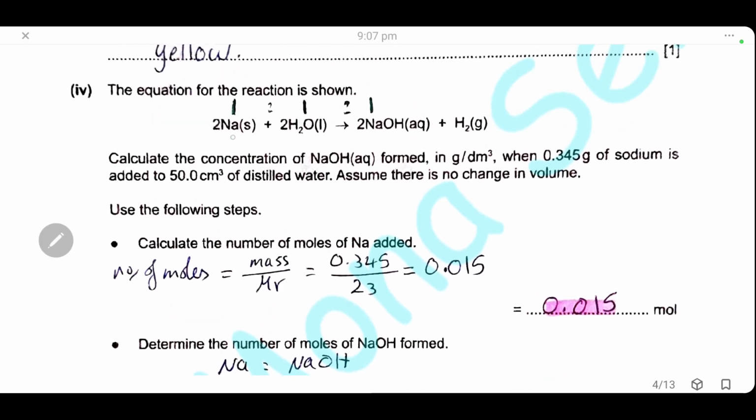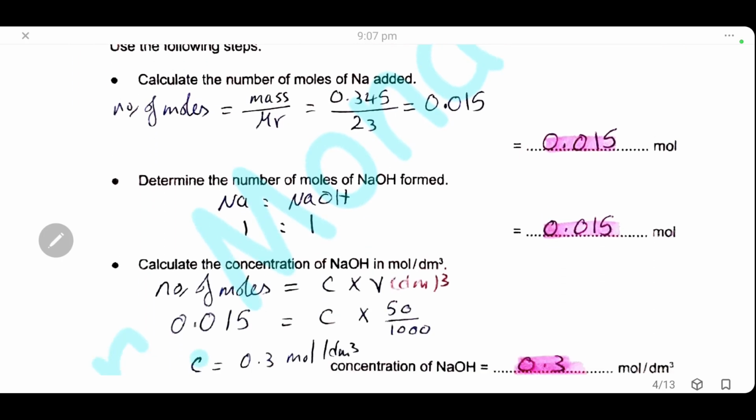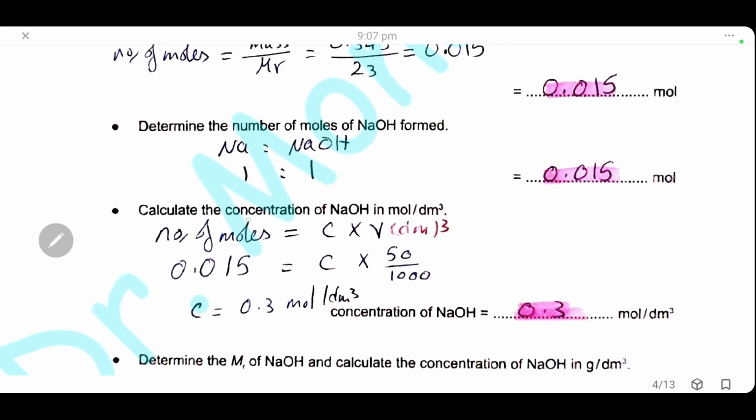The ratio of number of moles of sodium to number of moles of sodium hydroxide is 1:1, and that means the number of moles of sodium is equal to the number of moles of sodium hydroxide. So we can directly write that the number of moles of sodium hydroxide is the same, 0.015 moles. Then we want to calculate the concentration of sodium hydroxide in mole per decimeter cube.